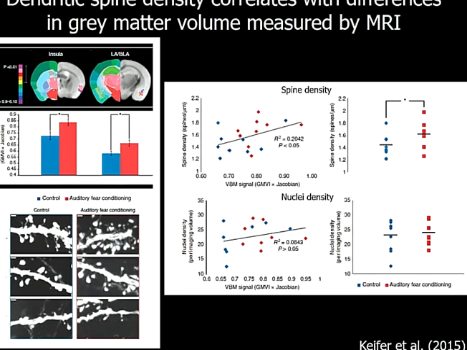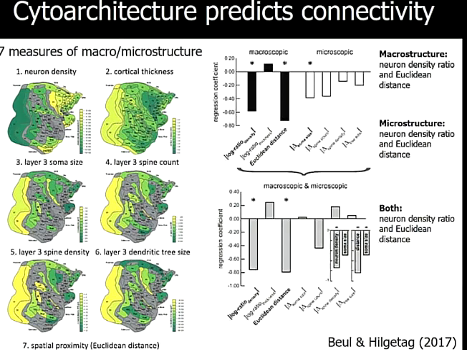And this dendritic spine density is dynamic information. It changes, and it can change with things like the gray matter volume as measured by MRI. I think that's important. Cytoarchitecture predicts connectivity then not only at the microstructural level, but also at the MRI level, giving us a metric that maybe can span resolutions. And I think that this is really an important feature as well.